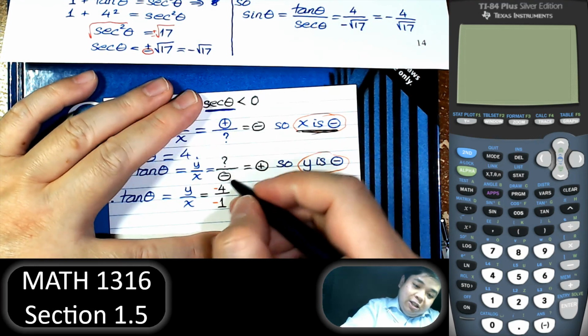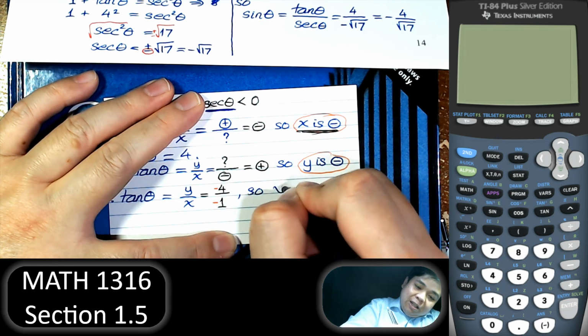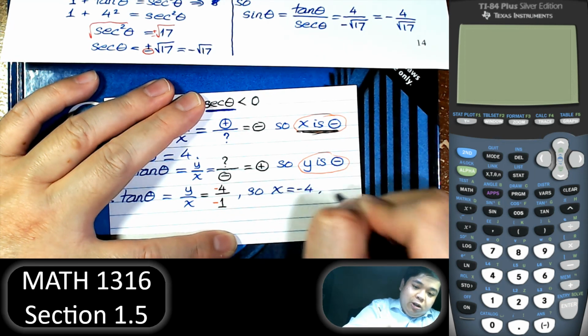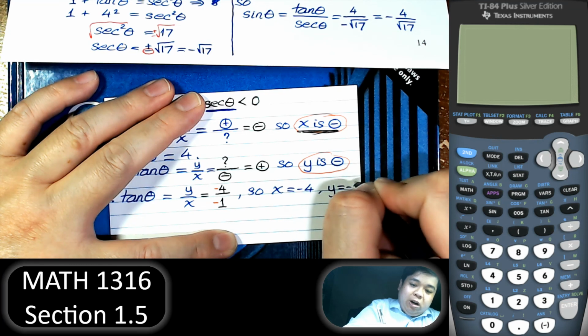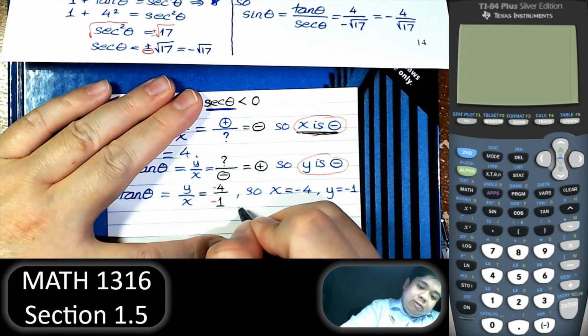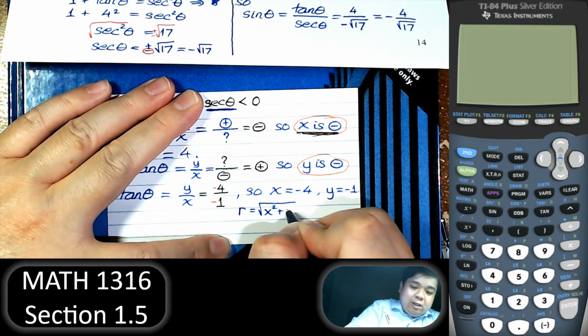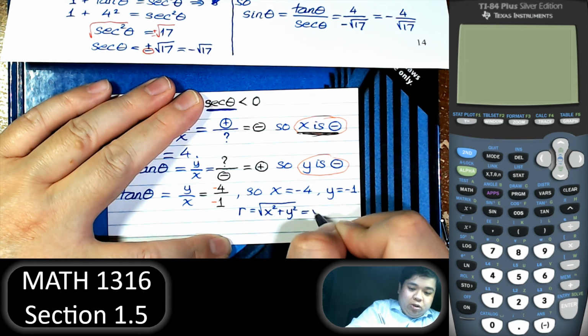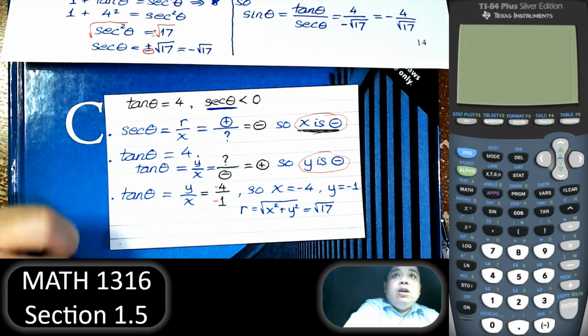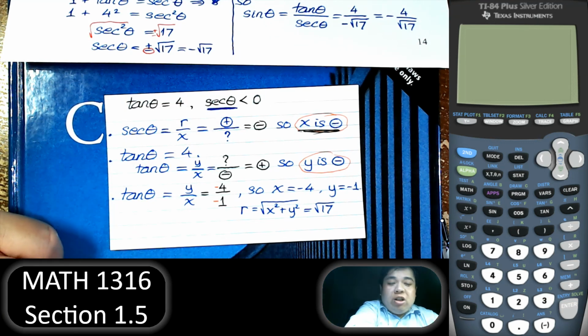So with this, x is equal to negative 4, y is equal to negative 1, and r is the square root of x squared plus y squared. So that gives us square root of 17. It's always positive. Square root of 17. We have x, y, and r.